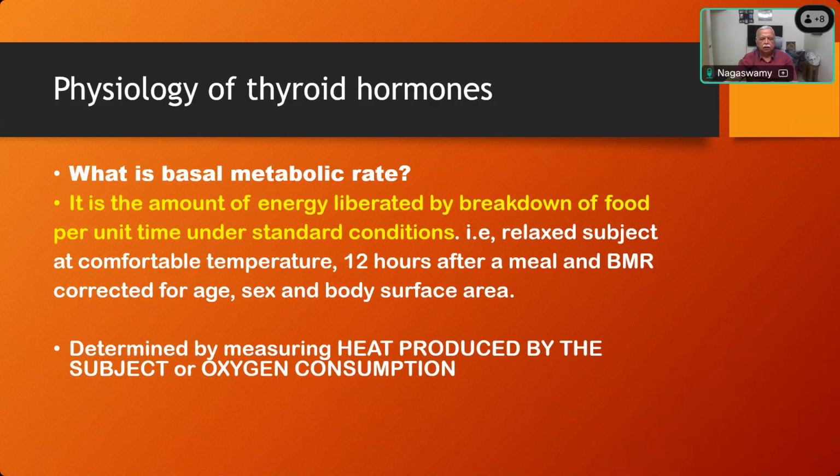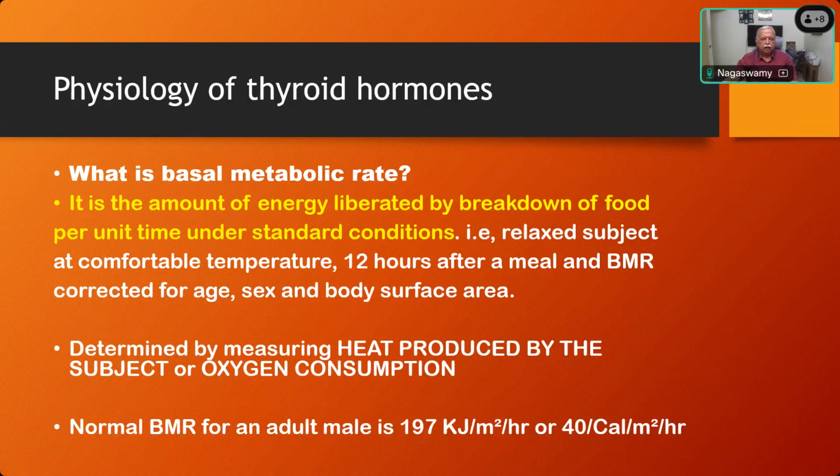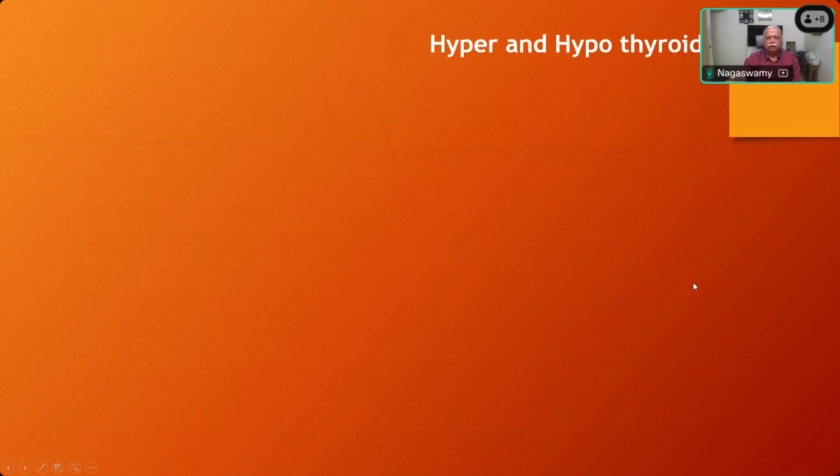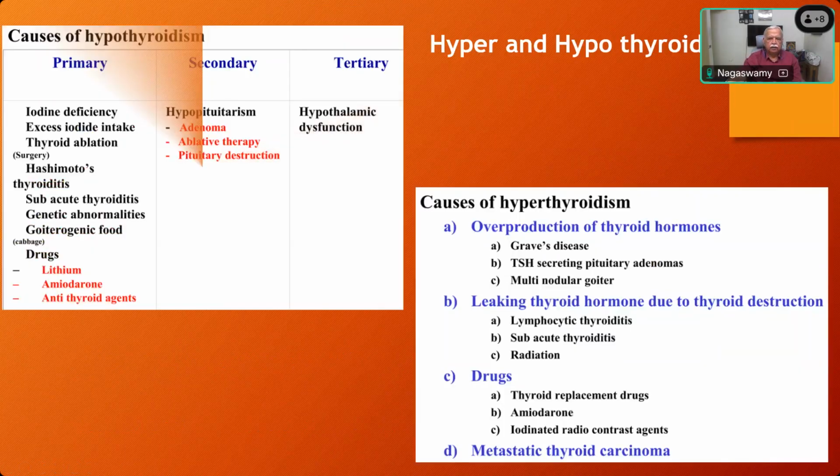This is the way it is measured, the BMR. And the value of normal BMR for an adult is 197 kilojoules per square meter of body surface area per hour, or 40 calories per square meter per hour. This is the way it is expressed. In hyper and hypothyroid conditions, what happens, all of you know.